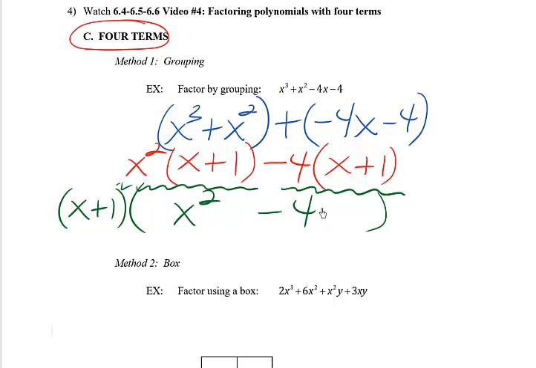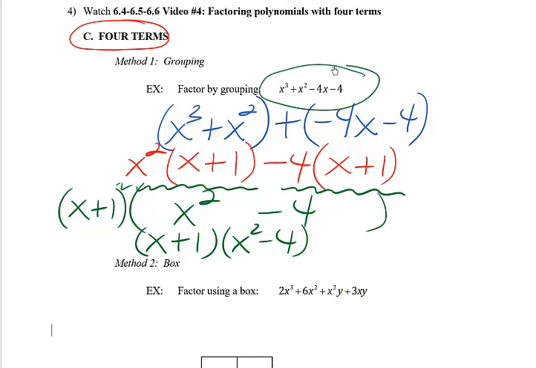Notice we've just come up with a multiplication problem. x plus 1 times x squared minus 4. If you were to FOIL this out, you can check it. If you were to FOIL this out, you will come up with our original polynomial. That's the method of factoring by grouping.